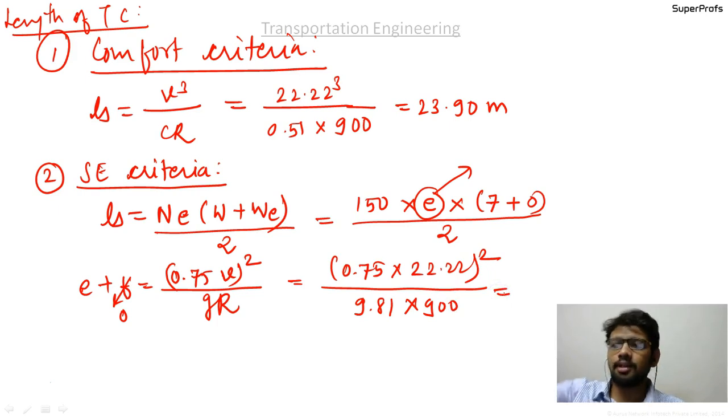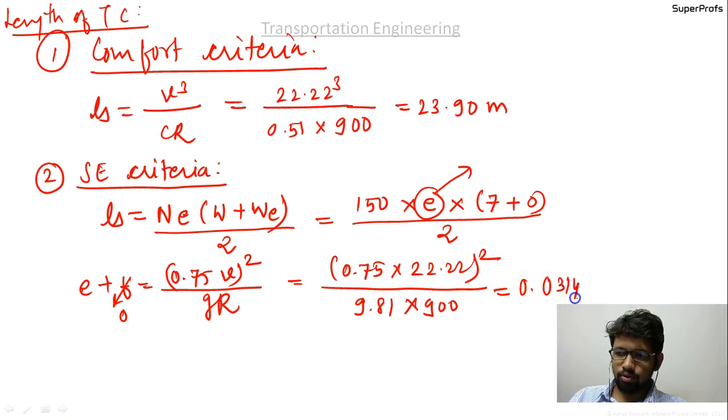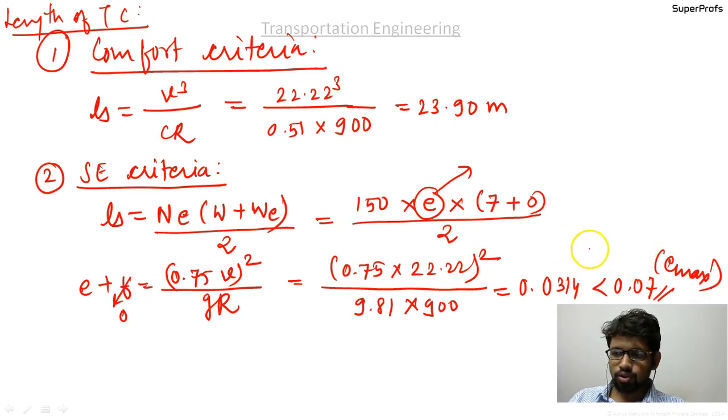What is the answer, guys? Tell me what is the answer. Please tell me what is the answer. I will calculate. And the answer comes out to be E equal to 0.0314, which is less than 0.07, so that it is less than E max. So need not go to step number 2 and step number 3 to find out the super elevation.